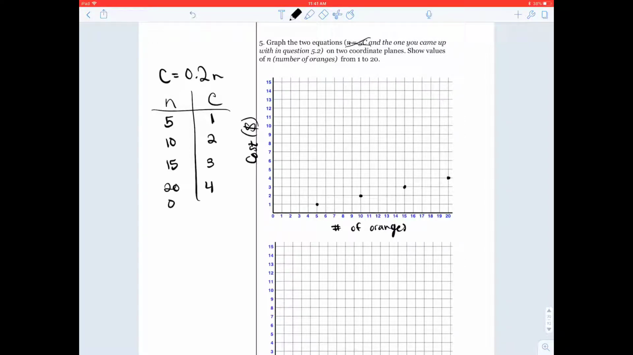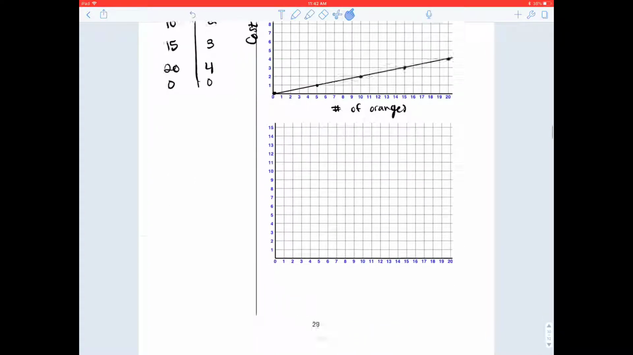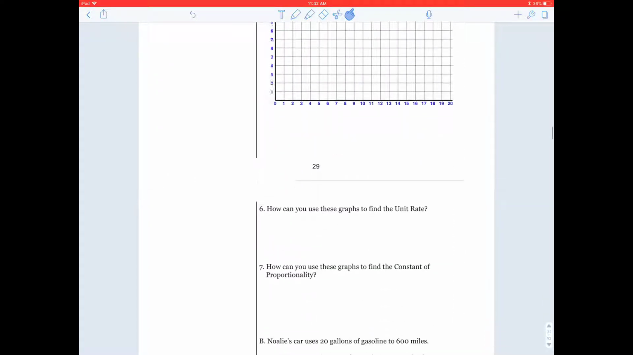Oh, let's include 0 in this as well. What happens when we have 0 oranges? Hopefully you're paying $0. And that's going to be right there. Go ahead and connect your dots, please. Boom, there we go. So your graph should look something like this. Excellent. Let's keep moving on.